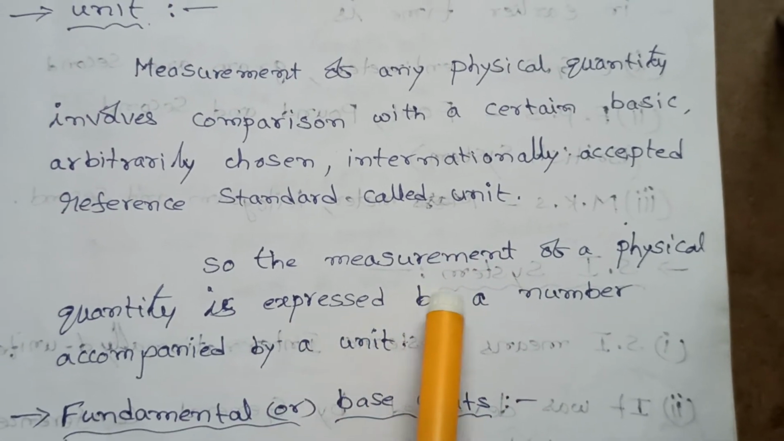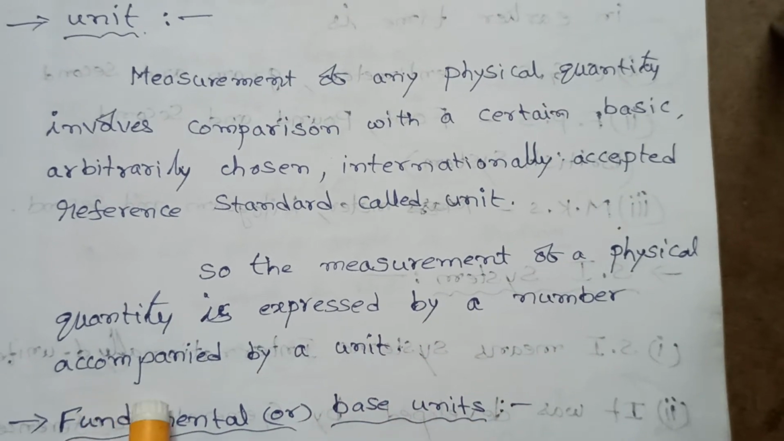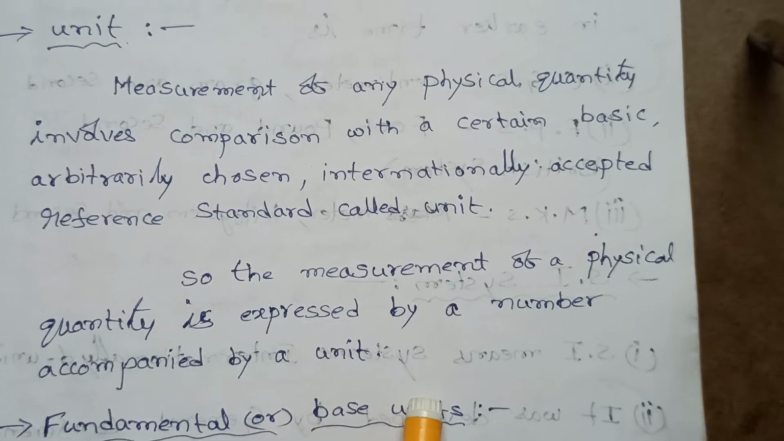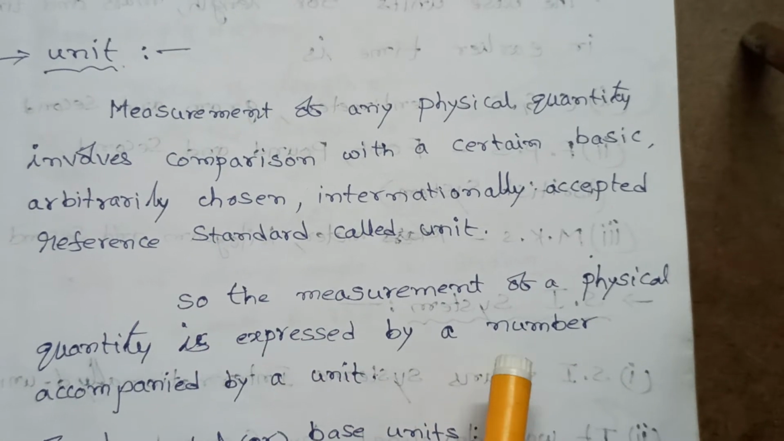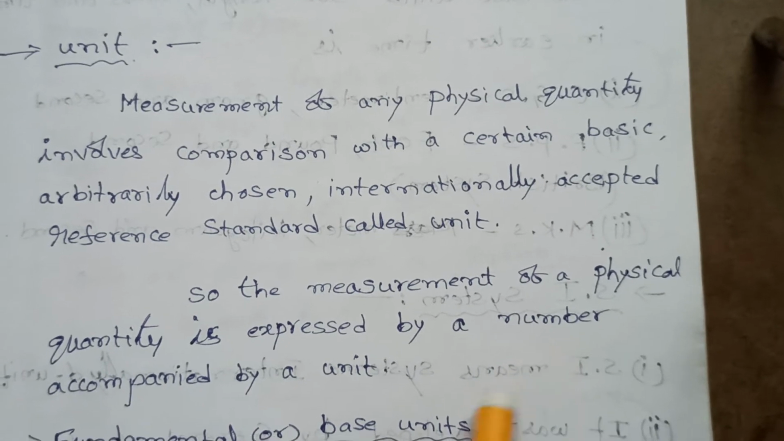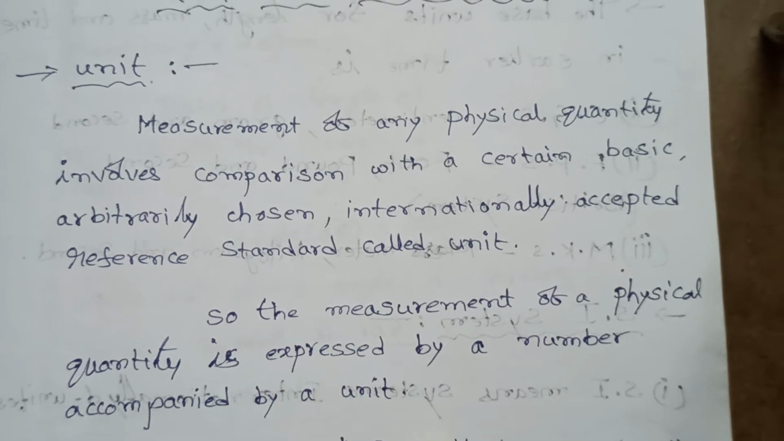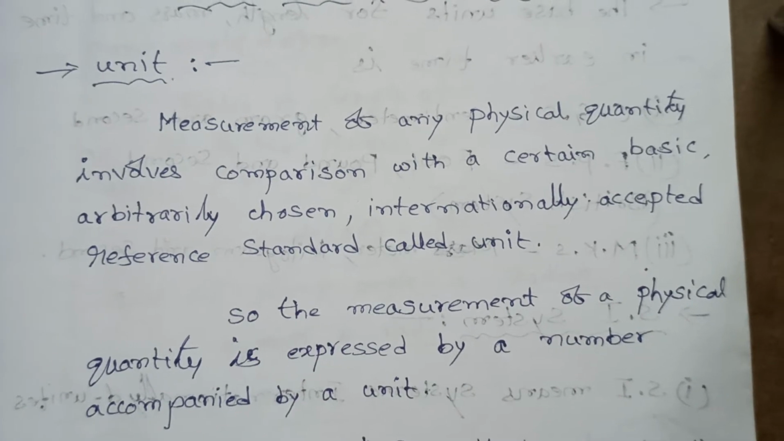So measurement of a physical quantity is expressed by a number accompanied by a unit. Generally any physical quantity contains a number accompanied by a unit. This is the definition of unit.